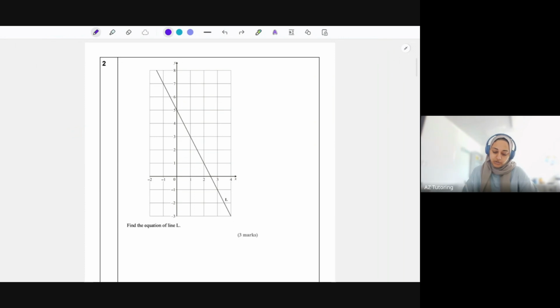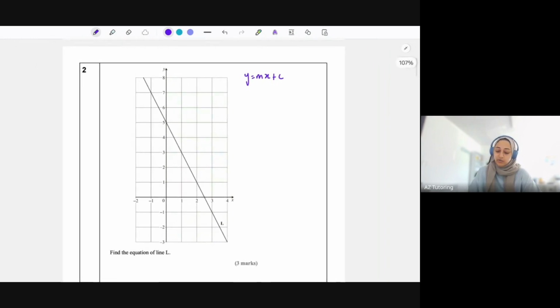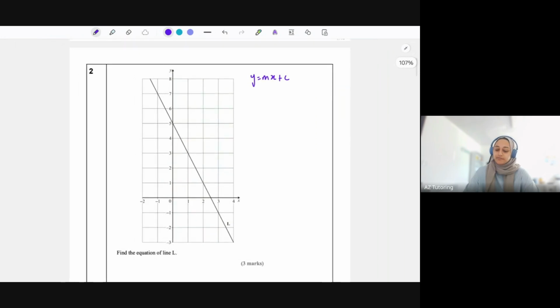Okay, question 2. Find the equation of line L. I can see it's a straight line graph, so it's a y equals mx plus c graph, and I need to find out what m is, the gradient, and I need to find out what the y-intercept is, so what is c? Now c is easy to spot. I can see it's crossing the y-axis at 5, so I can just say c is 5.